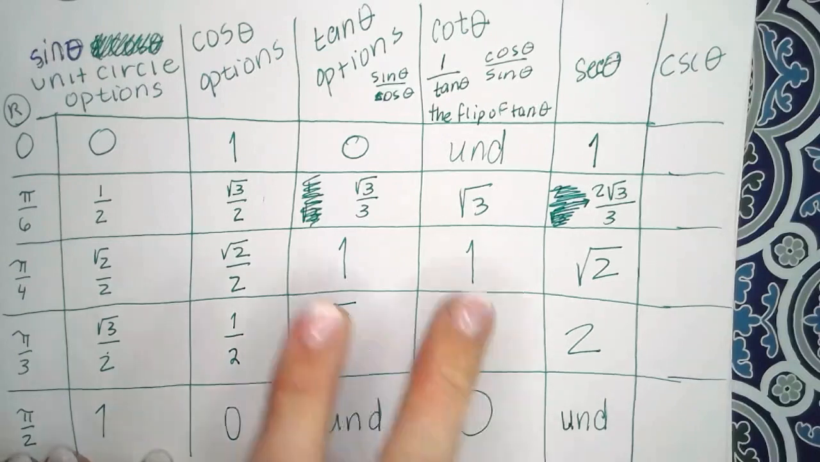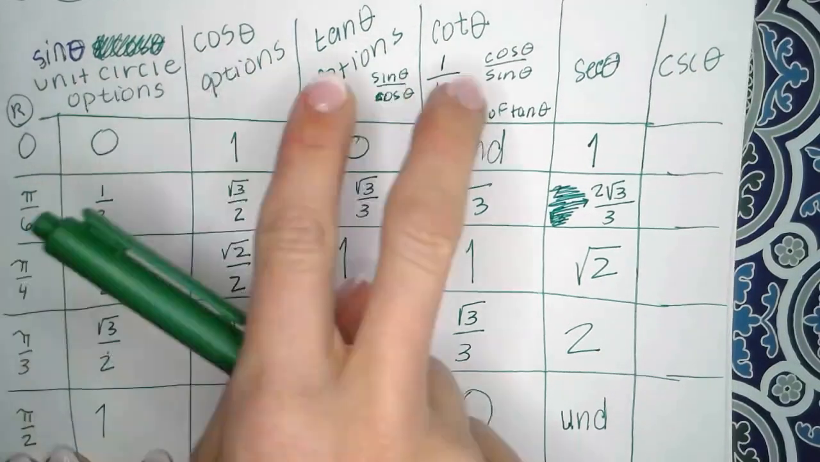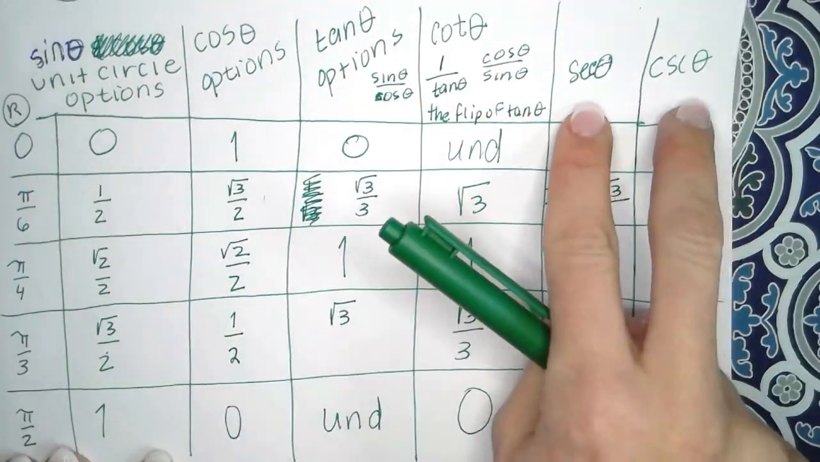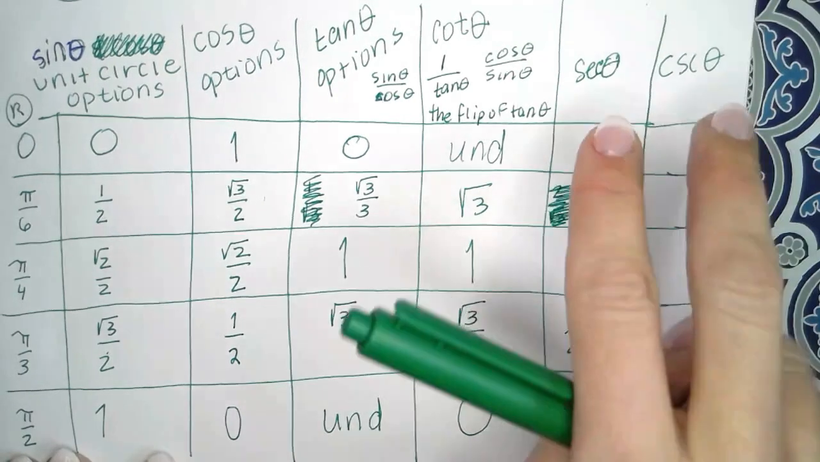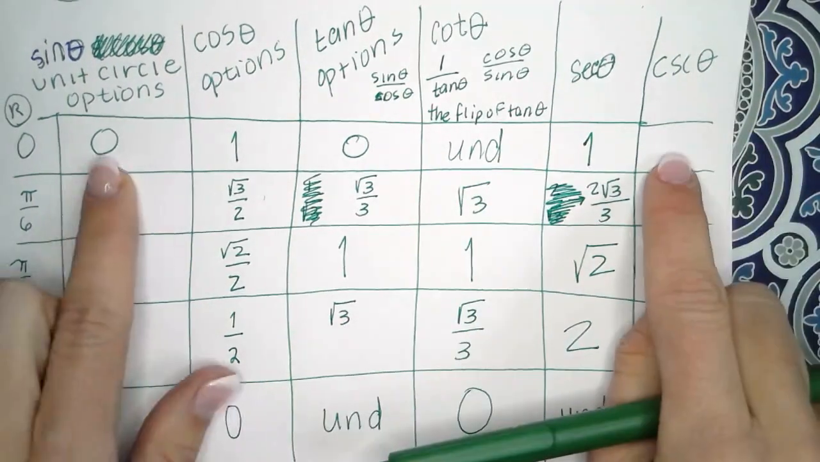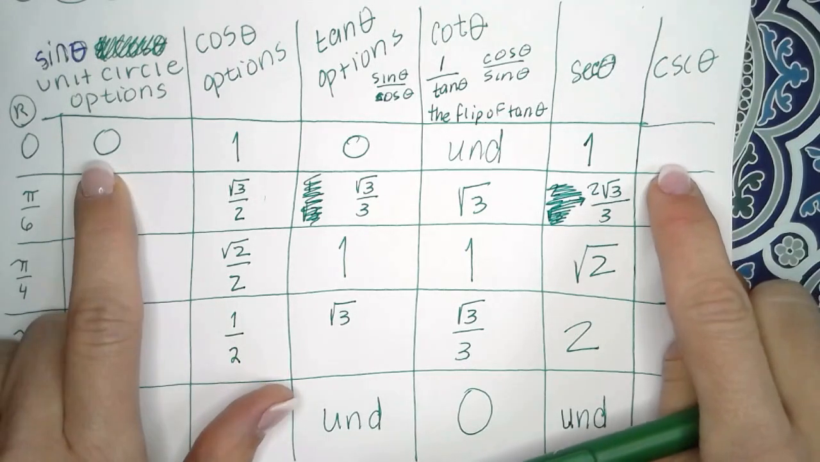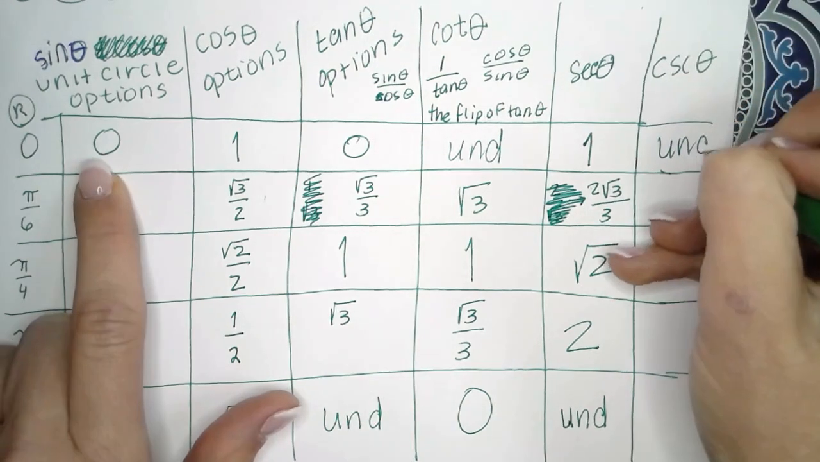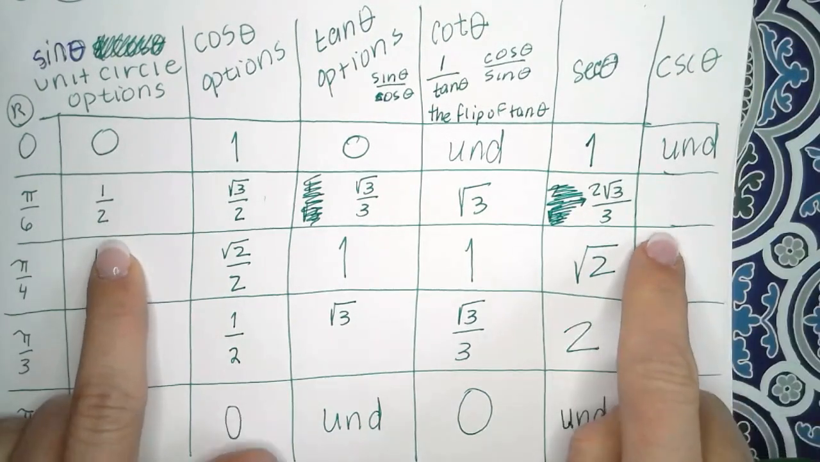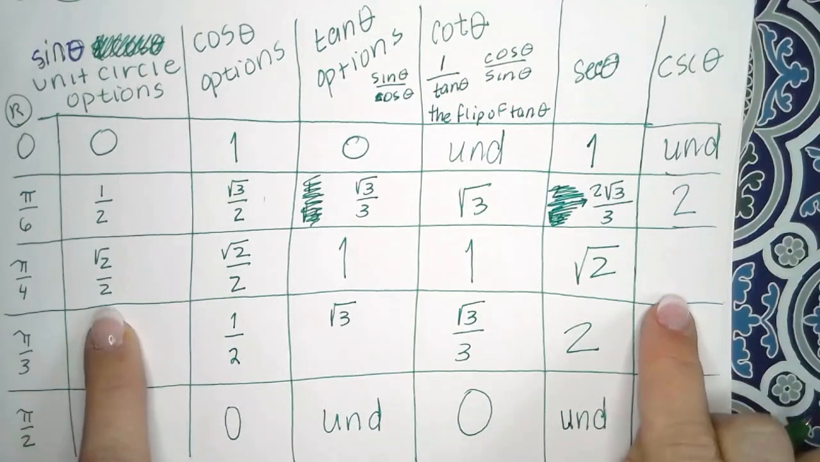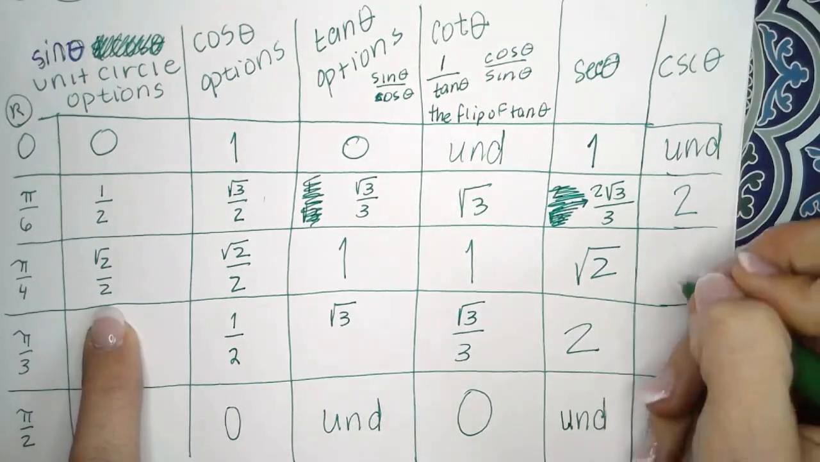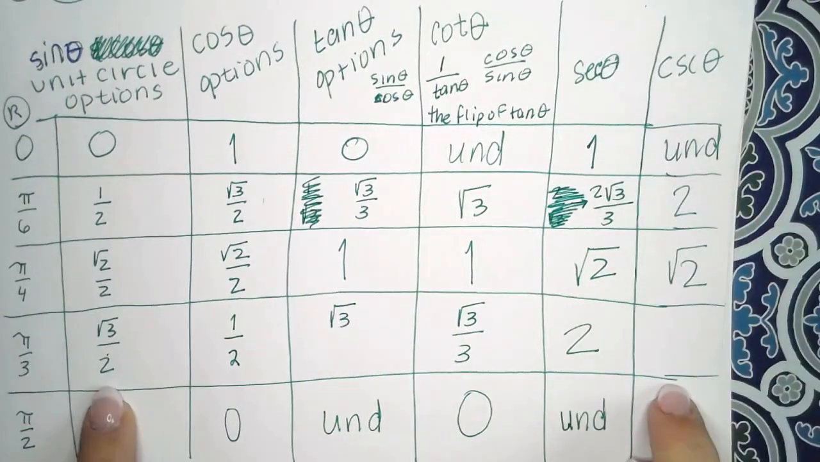How else do I have them organized? Sine and cosine are together the co-functions. Tangent and cotangent, secant and cosecant. They're with their co-functions. You'll learn about those later. All right, cosecant, what's the flip of 0? What's the flip of 0? We just talked about it. Undefined. What's the flip of 1/2? 2. What's the flip of root 2 over 2? Radical 2. What's the flip of root 3 over 2?